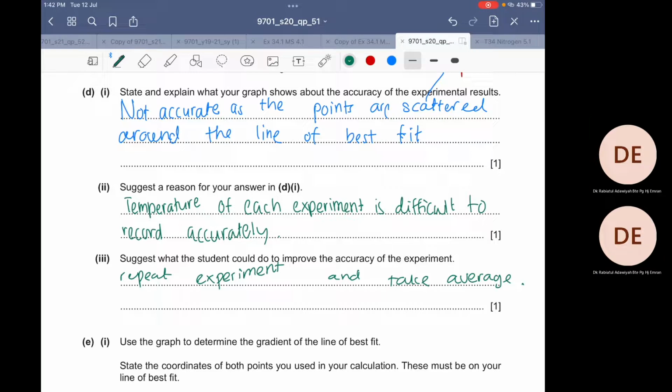Oh, I missed part 2. Suggest a reason for your answer. One possible reason is the temperature of each experiment is difficult to record accurately. That's the only issue, I think, for you because it involves temperature, okay? And heat loss is not an answer because heat loss is consistent for all the experiments. So there will be heat loss throughout the experiment. So you would expect it to give a constant result still.